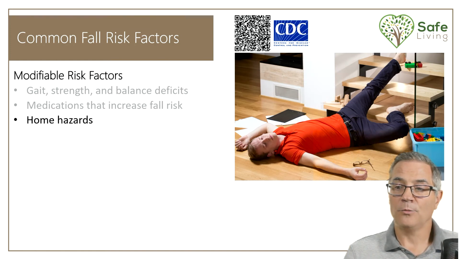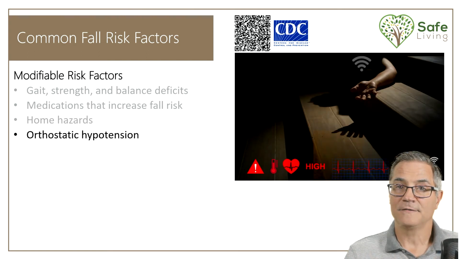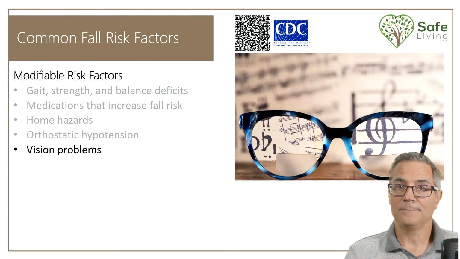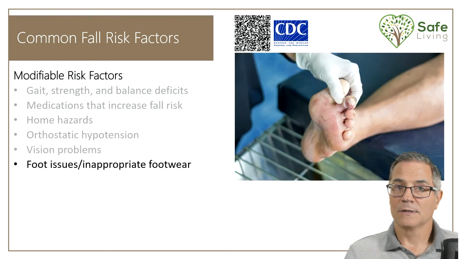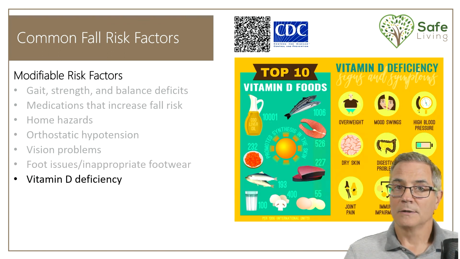Number 3 is home hazards. What can we do in our home to make things safer? The next one is orthostatic hypotension, blood pressure up, down swings, high, low. What can we do about that to prevent falls? Next one, as we said, vision problems, foot issues, inappropriate footwear, then vitamin D deficiency, they've listed this.